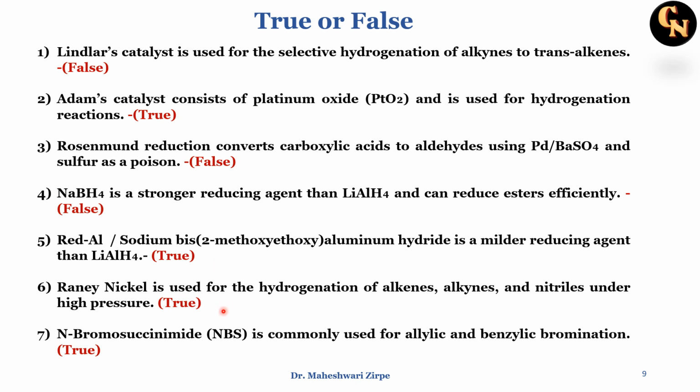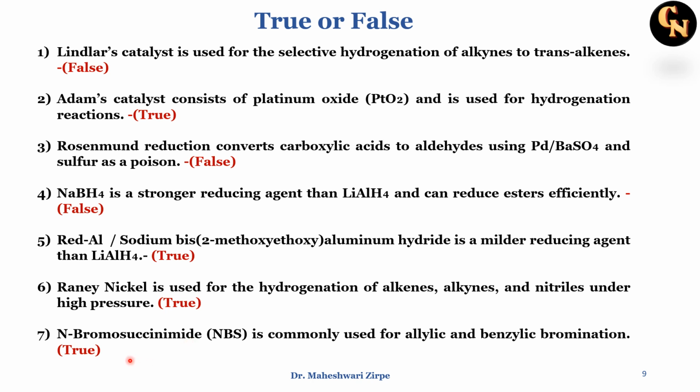Then next is Raney nickel is used for hydrogenation of alkenes and alkynes and nitriles under high pressure. So this is true. You can find that Raney nickel can do the reduction of alkenes, alkynes and even nitriles. Alkenes, alkynes and nitriles get converted into amines under high pressure, atmospheric pressure.